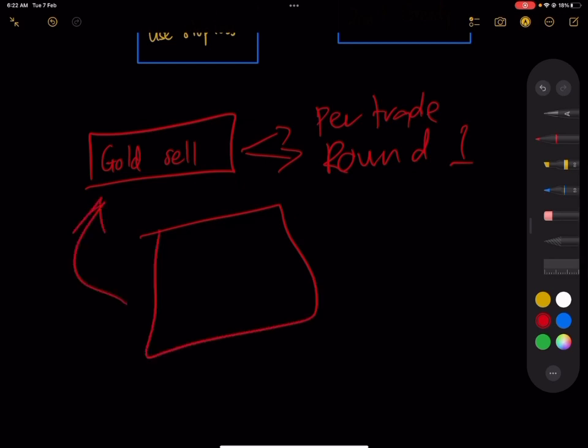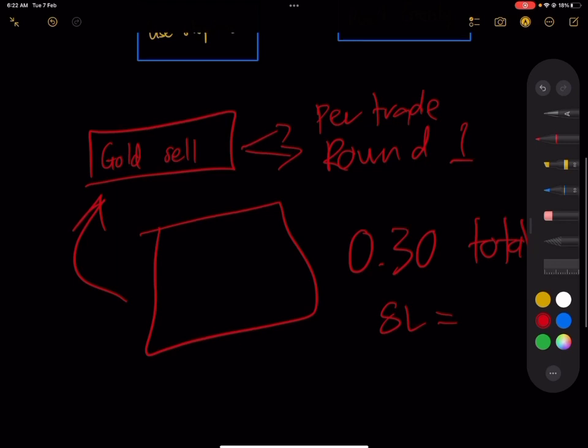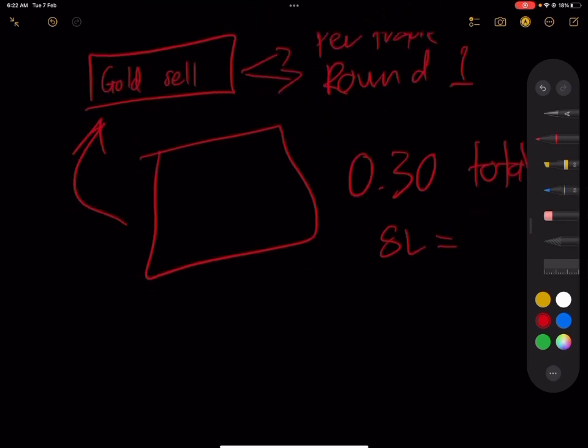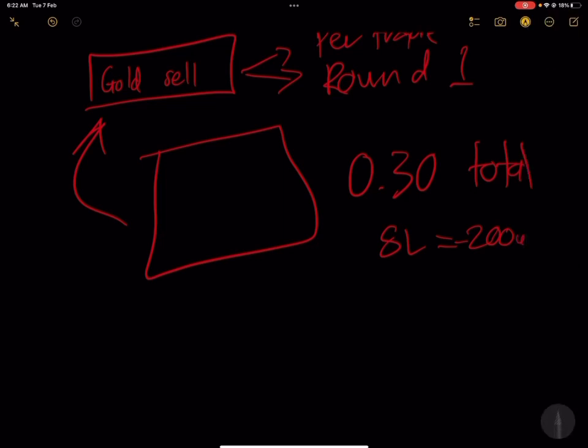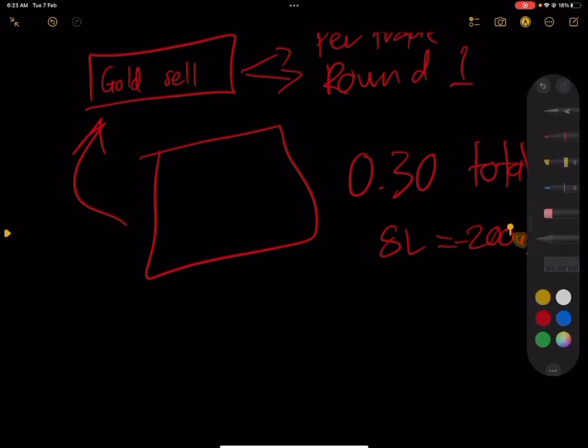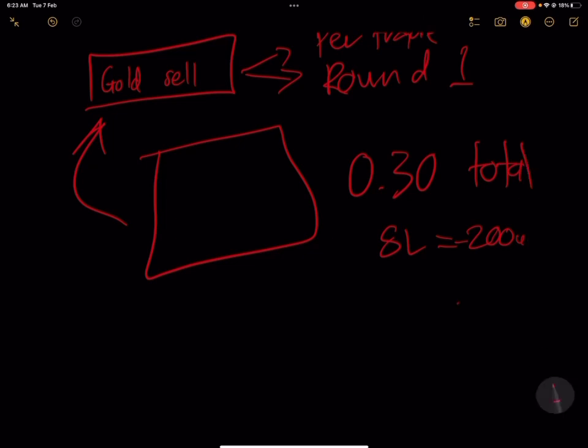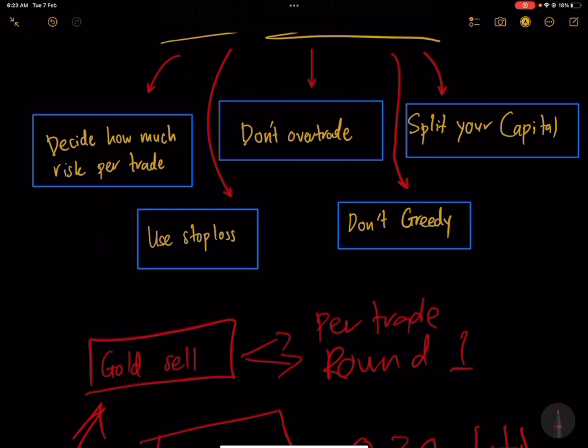Example, you use 0.30 for total lot size. What if the loss hits SL? You need to calculate it. Maybe you lose around $200. So you need to know how much risk you take on any single trade.